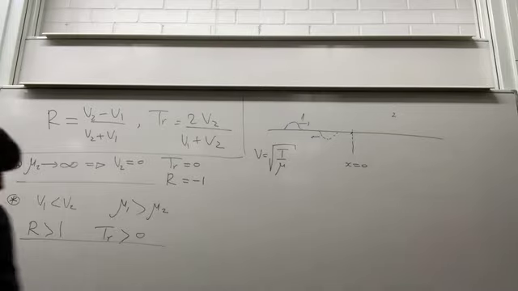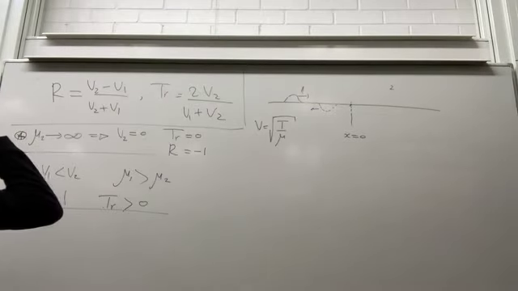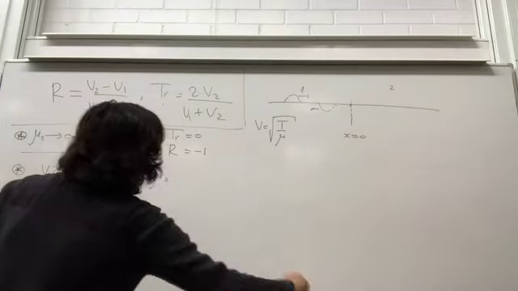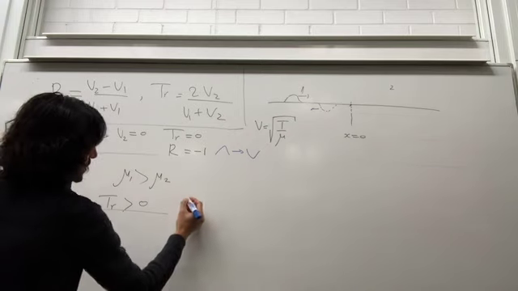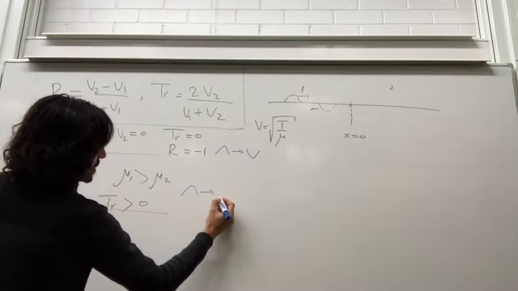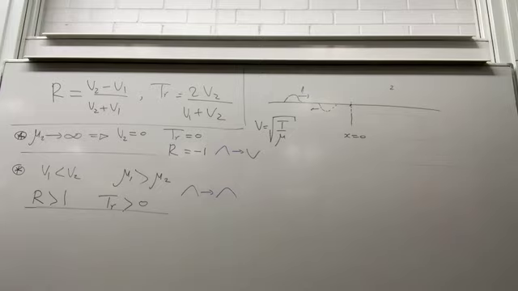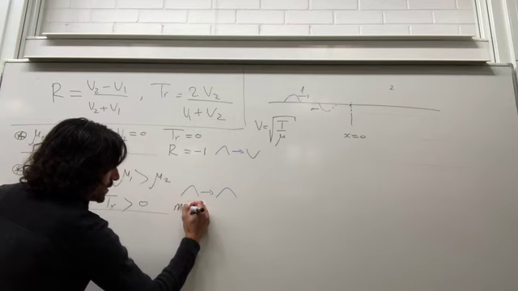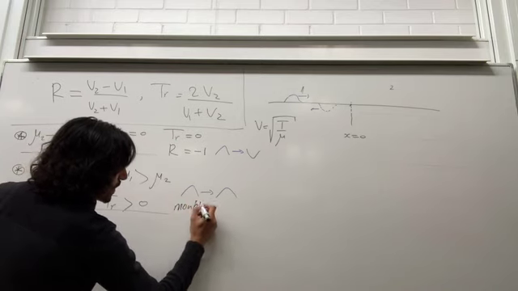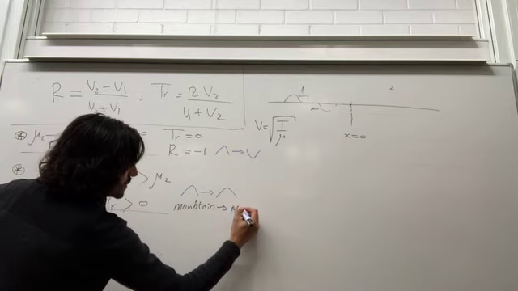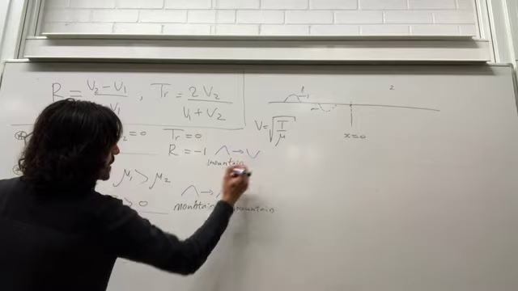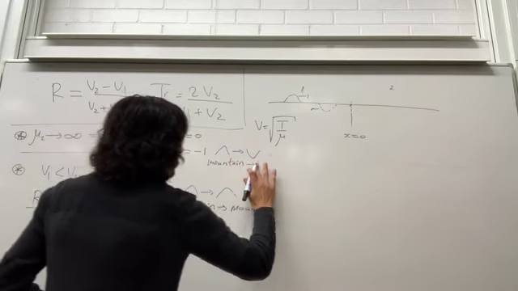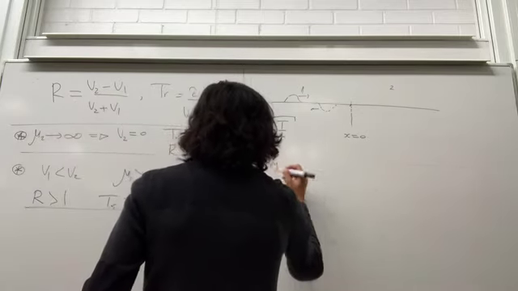Now just to complete these two cases, the mountain returns as a valley, and here a mountain returns a mountain. Maybe I should write it down. Mountain to mountain, and this is mountain to valley.